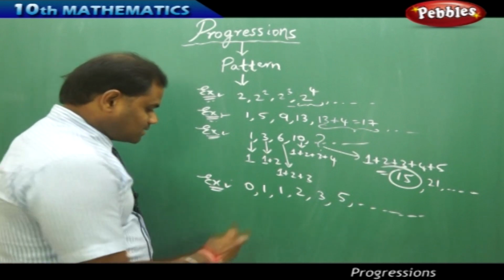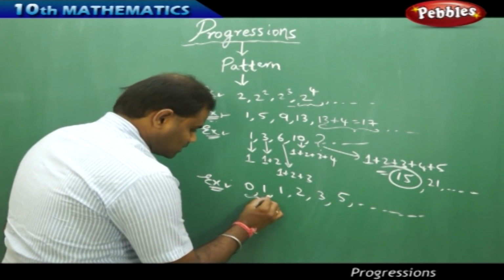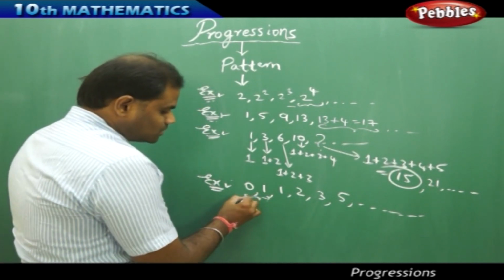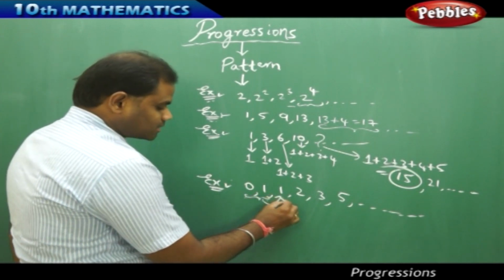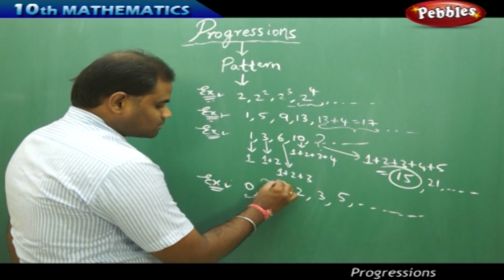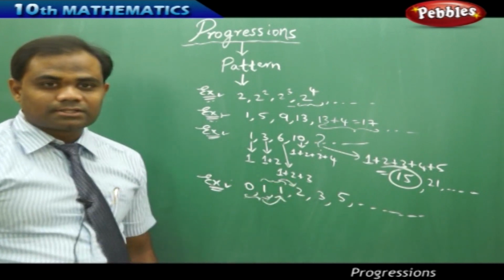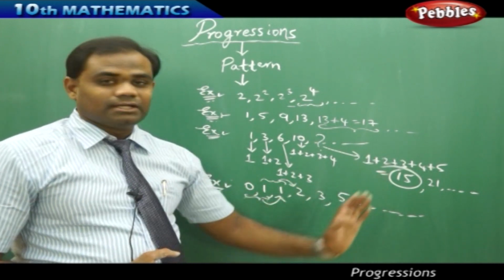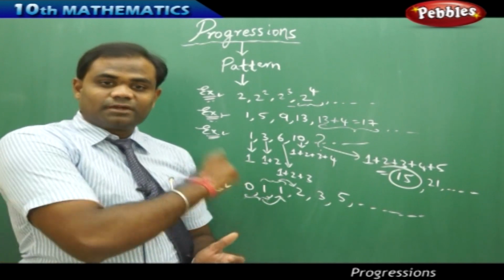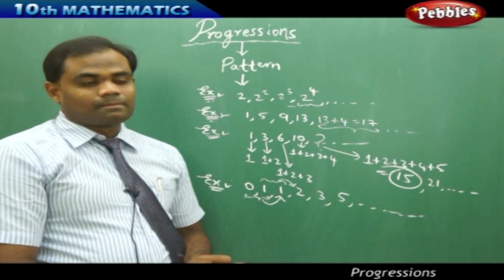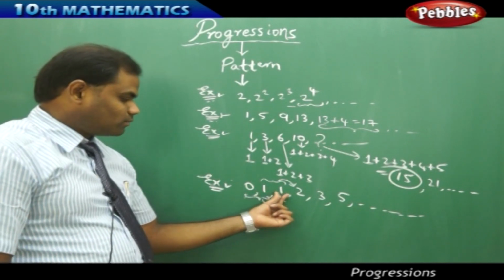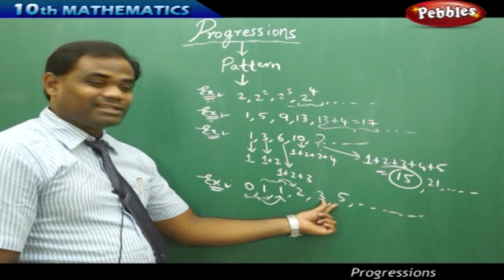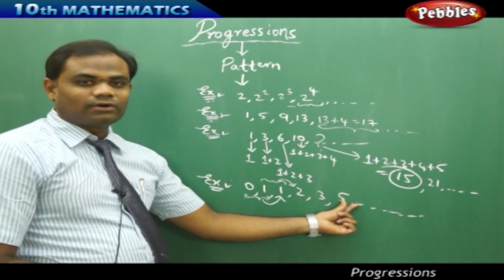So in this case, as I see here, when I take the first two terms and add them, 0 plus 1 is 1. So when I add the first two terms, it gives me the next term. And when I add these two terms, it gives me the next term. That is, the next term is obtained by adding the previous two successive terms. That is, 0 plus 1 is 1, and 1 plus 1 is 2, 1 plus 2 is 3, 2 plus 3 is 5.